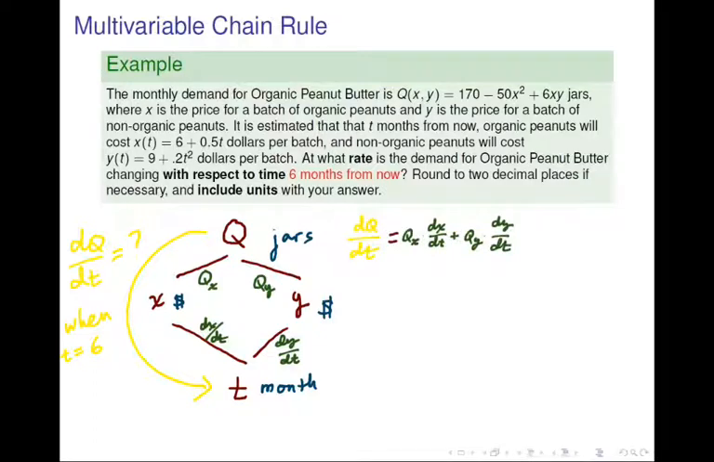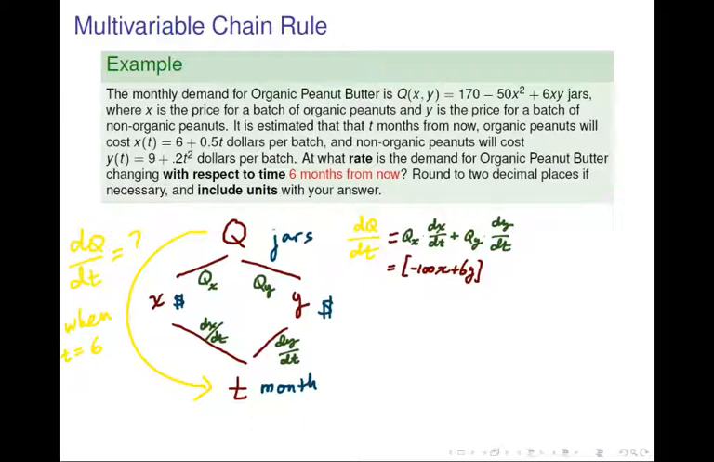So with the tree diagram, we can write down the following. dQ/dt is equal to the left branch, Q sub x times dx/dt, plus the right branch, Q sub y times dy/dt. Now go back to your functions and grab each of those expressions. For Q sub x, you go back to the function Q and take the partial with respect to x. The 170 becomes 0. For the second term, you get negative 50 times 2 times x, which is altogether 100x. For the third term, you get 6 times y. Remember, y is a constant in a partial derivative calculation.